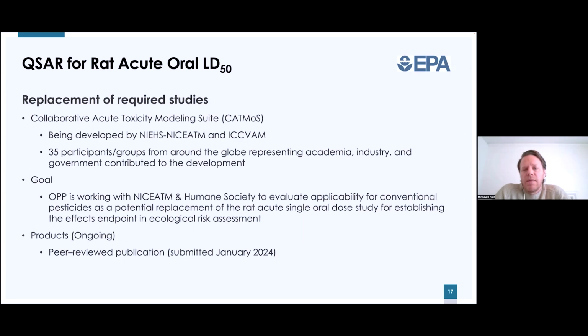As for all of the other projects I mentioned, the next step is for EPA to determine if the model is suitable for developing a waiver guidance for acute rat oral toxicity studies, which would include under what conditions a waiver could be granted and what assumptions would be made in the risk assessment when a study is waived. Next slide, please.